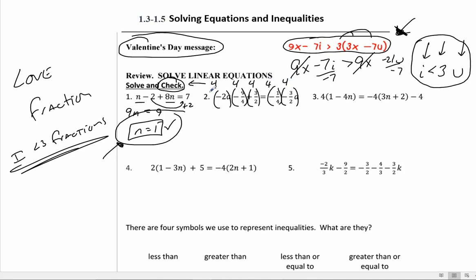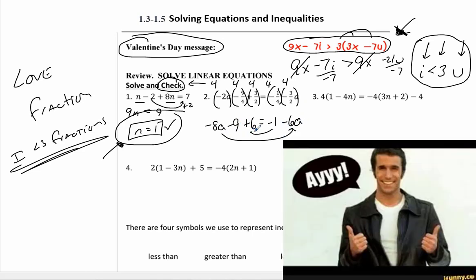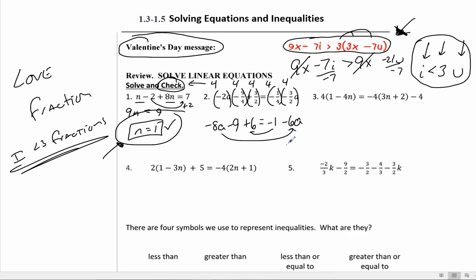4 times negative 2a is negative 8a. 4 divided by 4 cancels and becomes a 1, so that becomes a negative 9. 4 divided by 2 is 2 times 3 is 6. Equals 4 divided by 4 is 1 times that is just negative 1. 4 divided by 2 is 2 times that is negative 6a. I'm going to bring this over, and when I bring that over, I add it. I get a positive 2a equals negative 9 plus 6 is negative 3, but I'm adding the 1 from the other side, so that makes it a negative 2. I divide by 2 on both sides, and I get a is equal to negative 1.